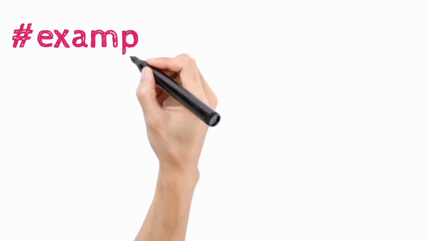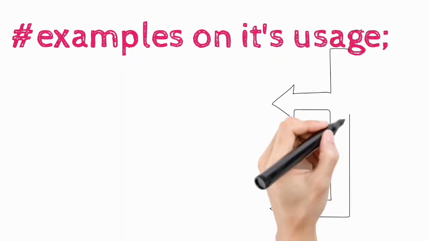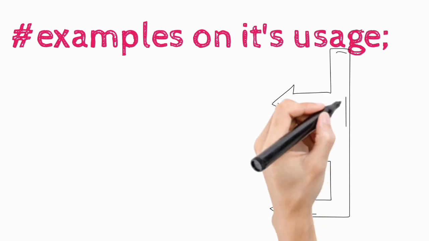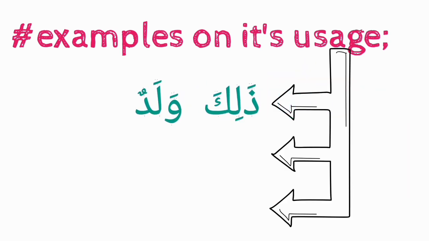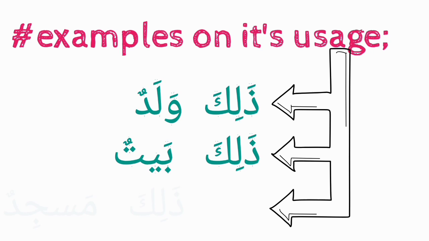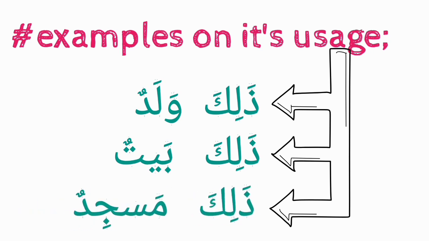When it comes as marfu, it is zalika. When it comes as mansub, it is also zalika. And when it comes as majrur, it is zalika. In terms of writing, it doesn't change at all. Examples of how you can make use of this zalika: we have zalika waladun, that is a boy. When you are pointing to a boy, you say zalika waladun. We have zalika baytun, that is a house.